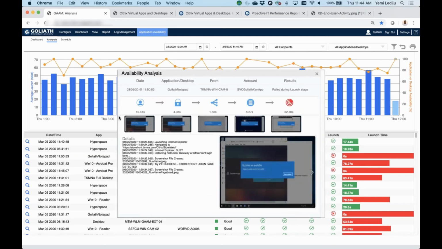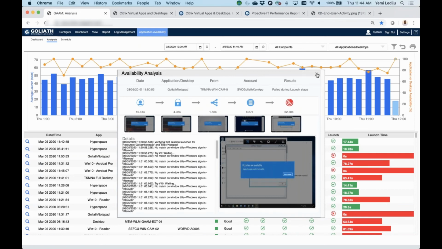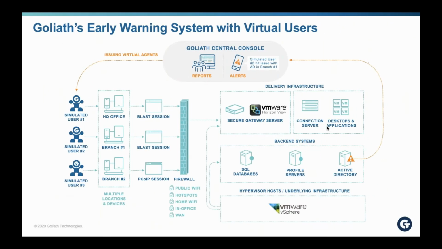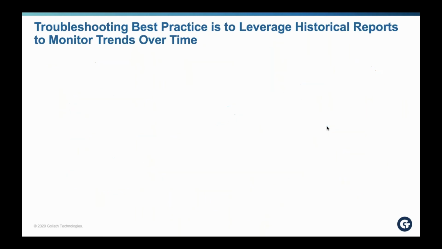We also gave them the ability to see screenshots of each stage of the process. So here's one for a Citrix launch, but it works the same way for Horizon as well. So this particular customer was able to get objective evidence along with the early warning system to make sure that resources are available to the users at any point.